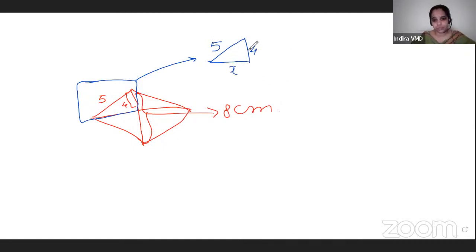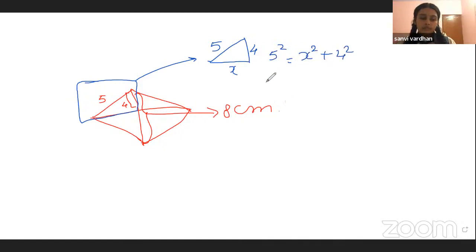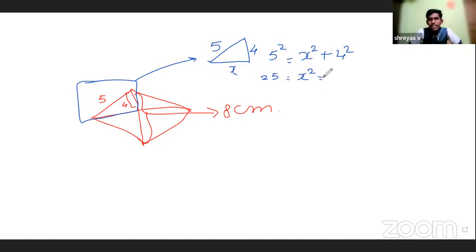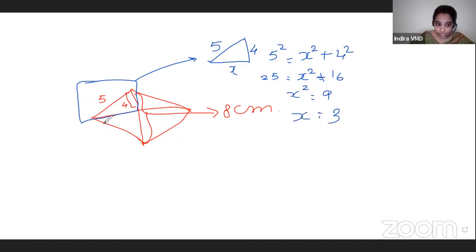So, what does Pythagoras theorem say? Hypotenuse square. Sanvi, what is the hypotenuse here? Ma'am, 5. Yes. So 5 square is equal to x square plus 4 square. That is 25, which is equal to x square plus 16. So x square is equal to 25 minus 16, which is 9. That is x is equal to 3. That means only this much is 3. That half is 3, so this entire diagonal will be 3 by 2, that is 6 centimeters.